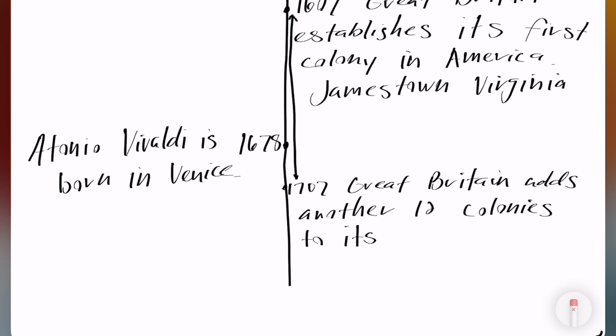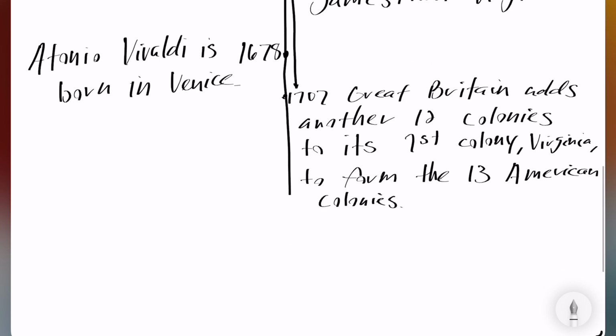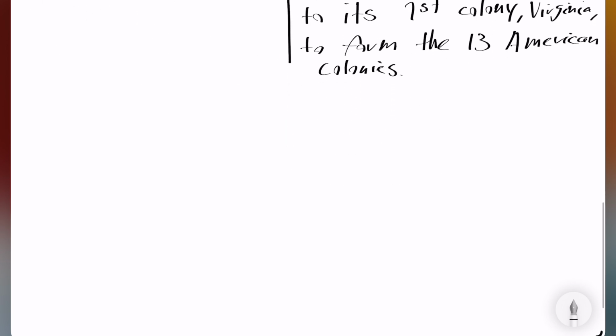Excuse me, let me erase that. To its first colony, Virginia. I'll include that just so we don't forget. To form the 13 American colonies. Okay, so quite a lot happens over that 100-year period.